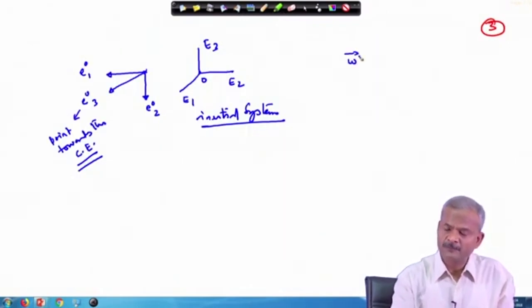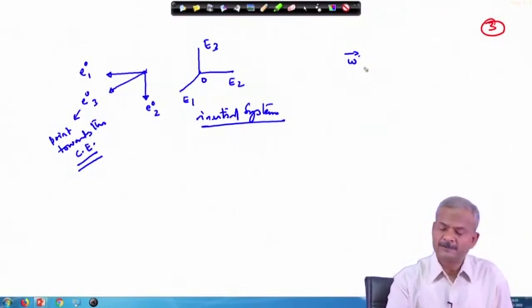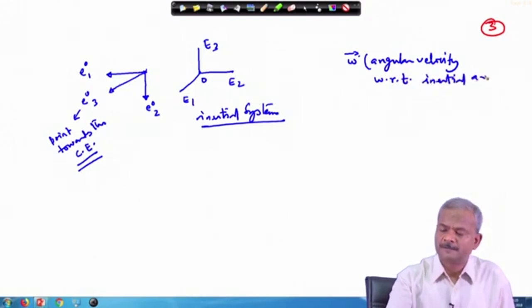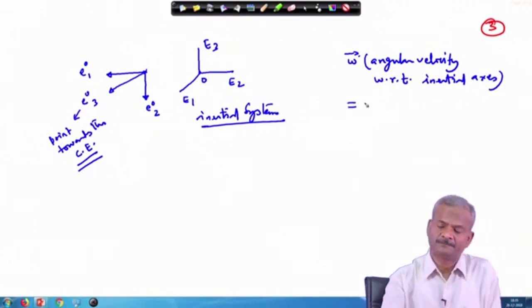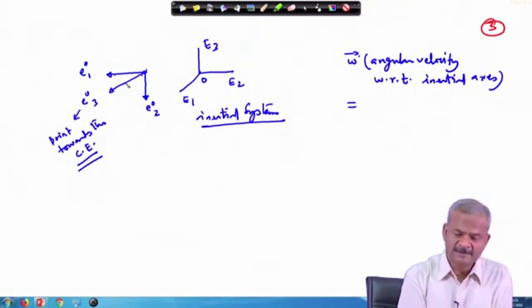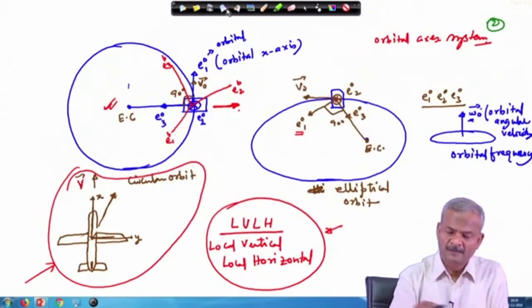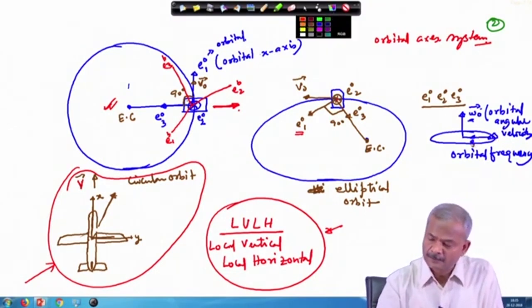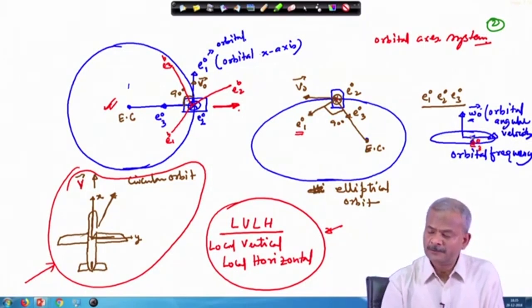So, if we want to show the angular velocity of the satellite with respect to the inertial axis, then how can we write it? My satellite is rotating with respect to this axis, and this axis is rotating with respect to the inertial axis. So, your satellite is here, and in this direction is your E O 3. E O 3 is changing over a period of time. After some time it will be along this direction, after some time it will be here, right now it is here. So, it will change its direction.